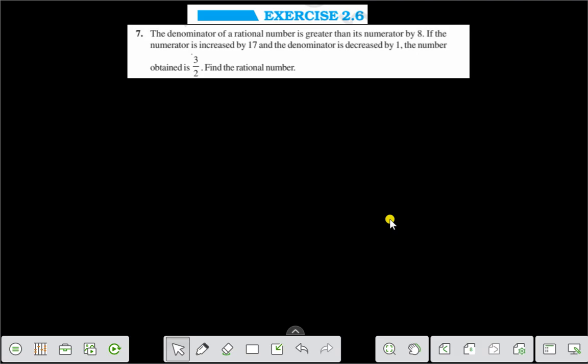Hello everyone, today we shall discuss exercise 2.6 question number 7. Question number 7: the denominator of a rational number is greater than its numerator by 8. If the numerator is increased by 17 and the denominator is decreased by 1, the number obtained is 3 by 2. Find the rational number. Let us solve this one.